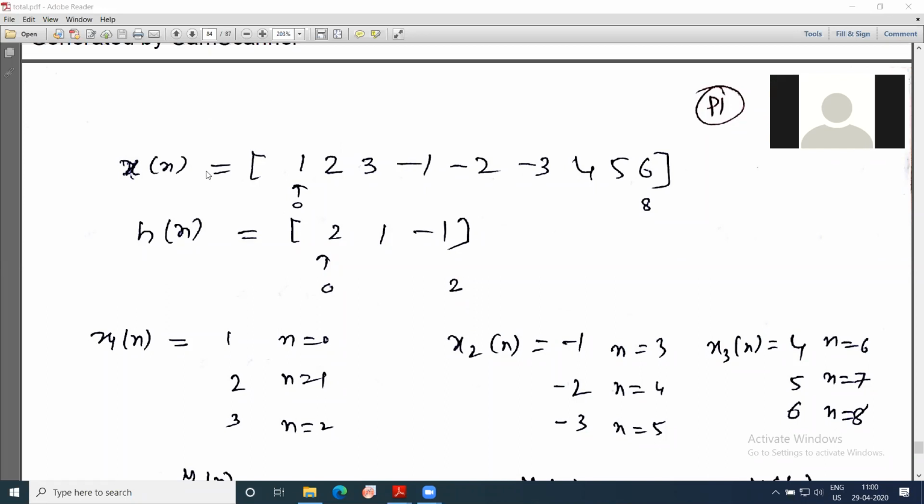Small block will be 2 length and hn having 3 length. But if the lengths are different, you can still find the linear convolution. Agreed? Yes. So then not a problem. So instead of padding 0, you can go ahead with the same procedure which we have done.